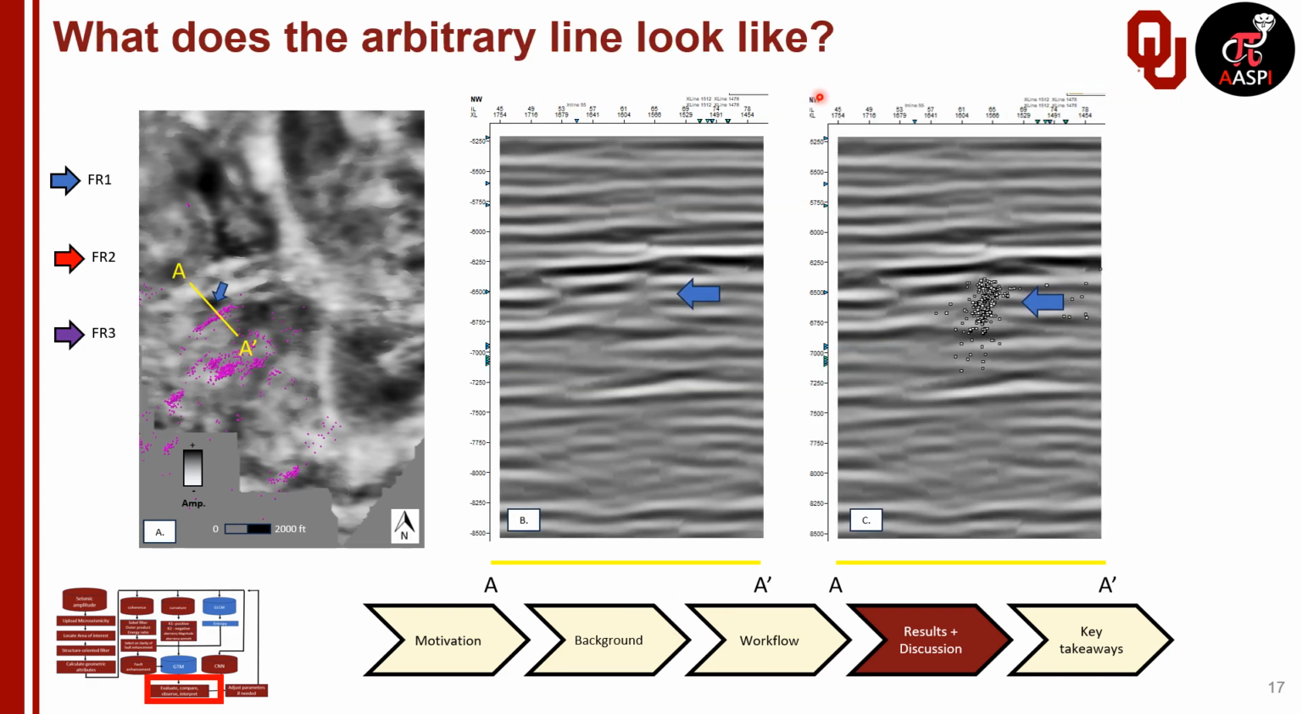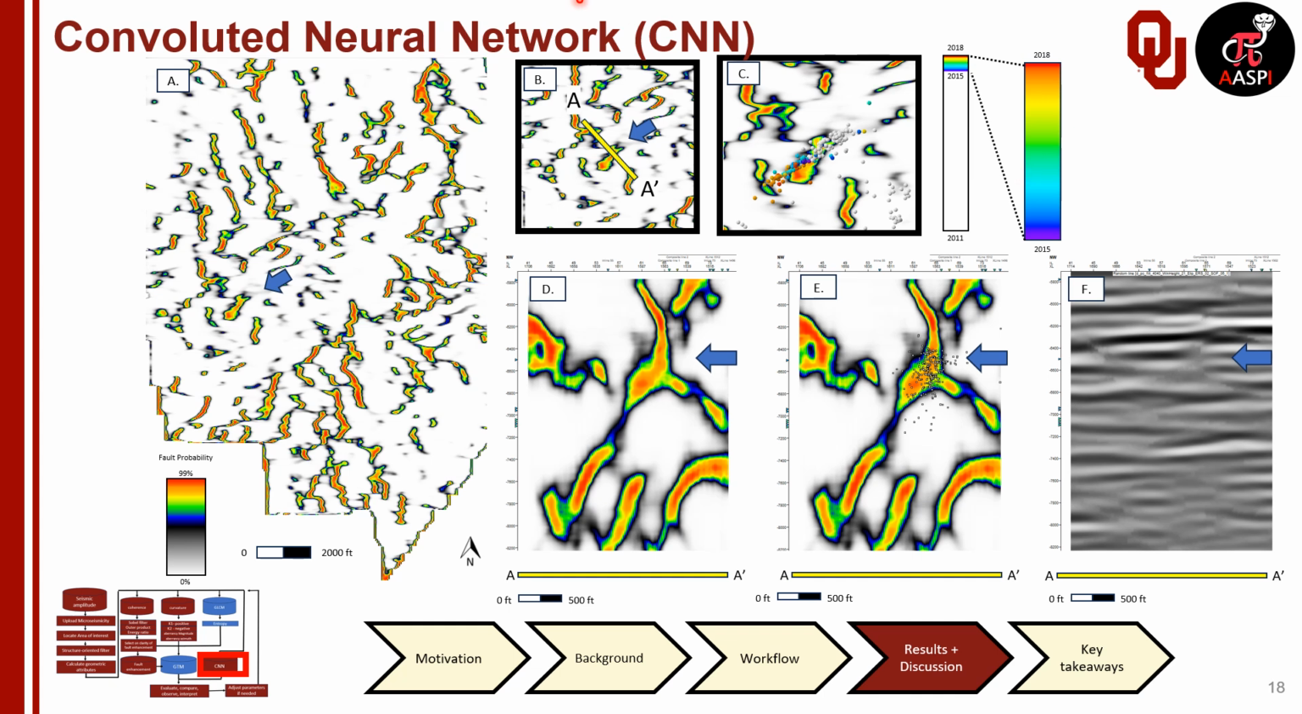So what does the arbitrary line look like? We're cutting a line through FR1, seeing if there's a fault there, and we do see a nice offset right here, or discontinuity of reflectors. When we overlay the microseismic output with a projection of 220 feet, you see that the microseismic really clusters around that offset, which is pretty awesome.